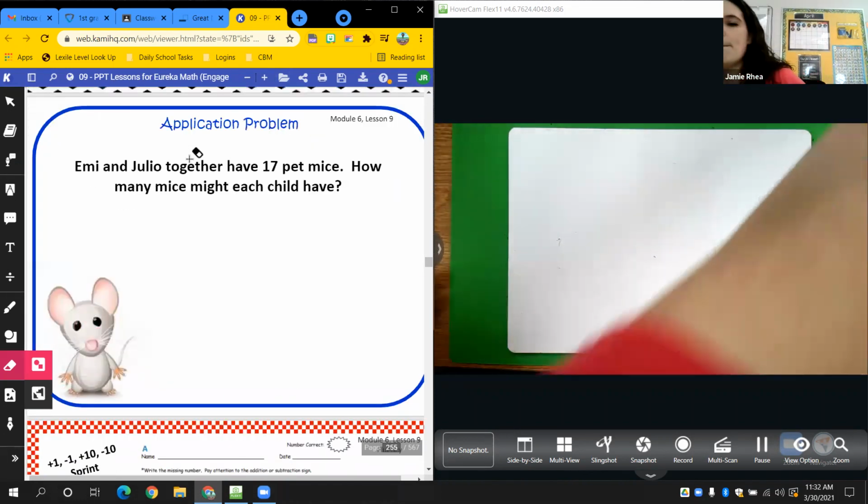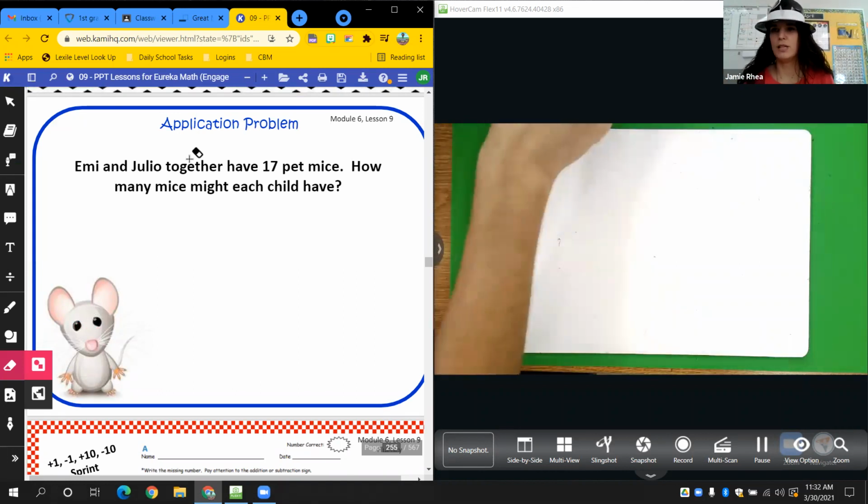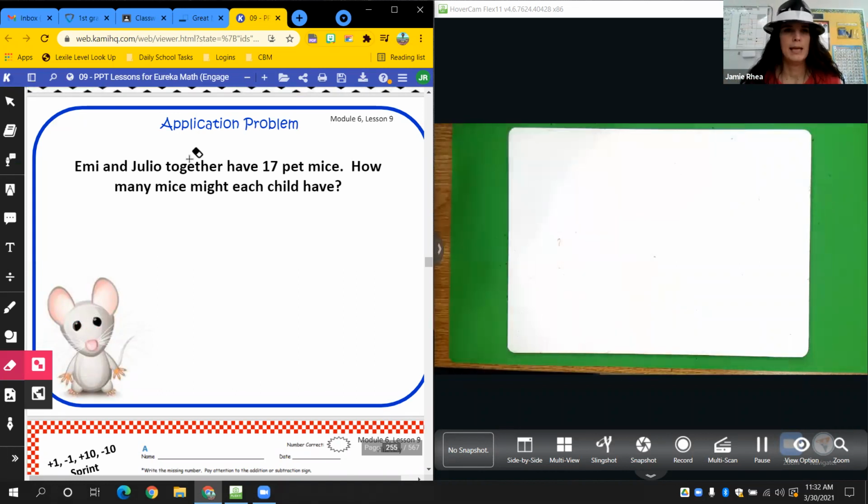Oh, let me get my hat. Detective hat. What do we have to do in order to be a good detective? We have to read the whole problem. Emmy and Julio together have 17 pet mice. How many mice might each child have? Oh, well, that didn't give us a whole lot of information, did it?